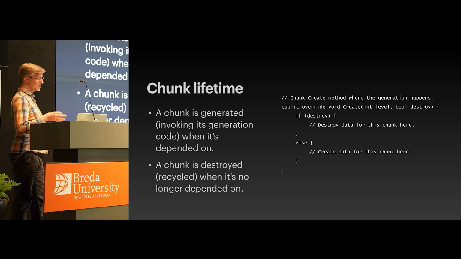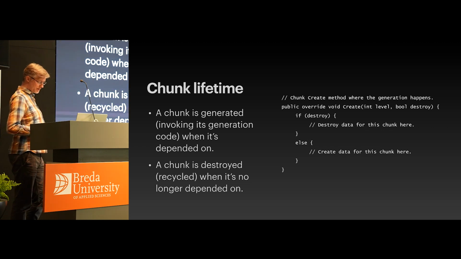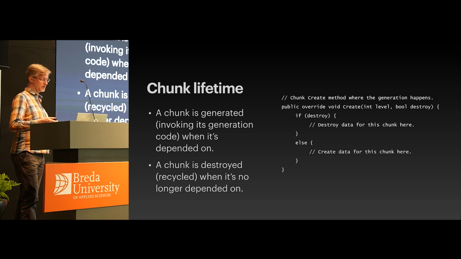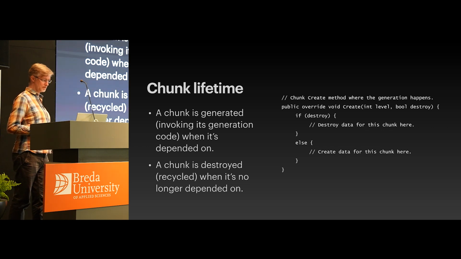The chunk lifetime is that when something depends on a chunk, it's generated, and if more things depend on it, it just stays there. When there's no longer anything that depends on the chunk, then it is destroyed or recycled in order to avoid allocations, but that chunk no longer exists. And the chunk generation, this is where you would have your custom procedural generation code. The framework doesn't actually do procedural generation. It's a framework for you to do procedural generation using whatever algorithms you want, as long as they are compatible with chunks.